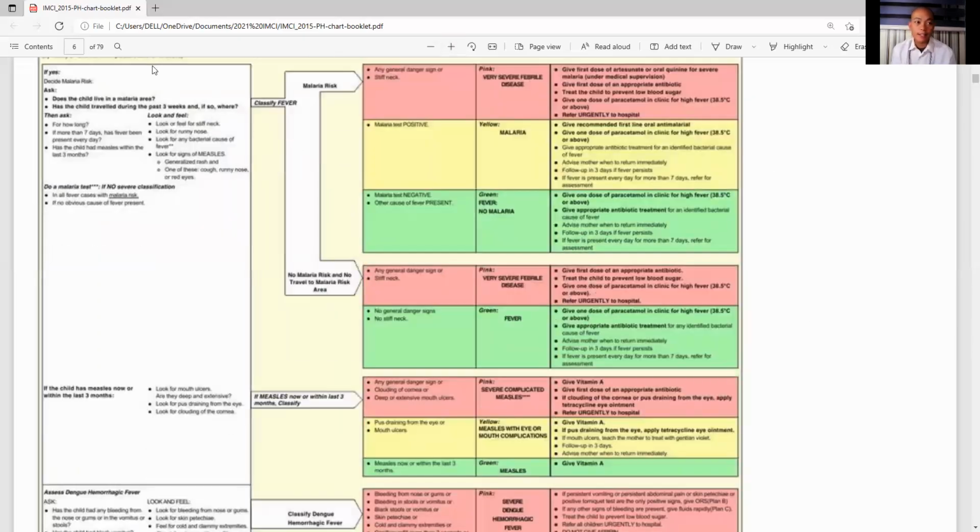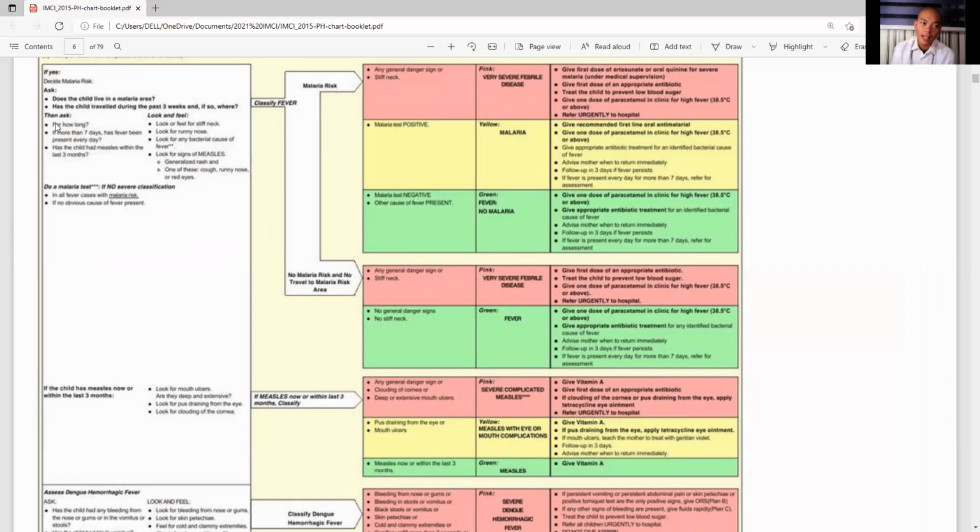Does the child have fever? If yes, decide if the place is malaria risk. Okay, so is there malaria risk in their area? Okay, is there a history of malaria in the area? If none, no malaria risk. Okay, ask, does the child live in a malaria area? That's how we determine. Has the child traveled during the past 3 days in an area which has high malaria?